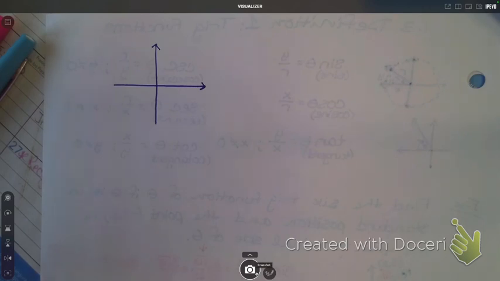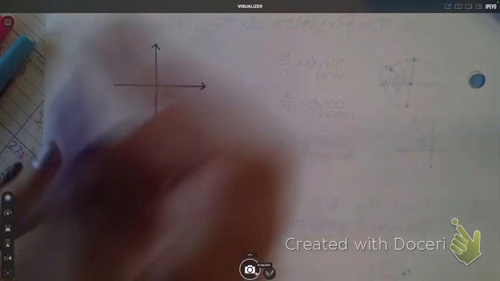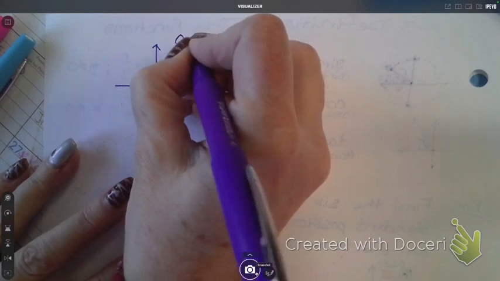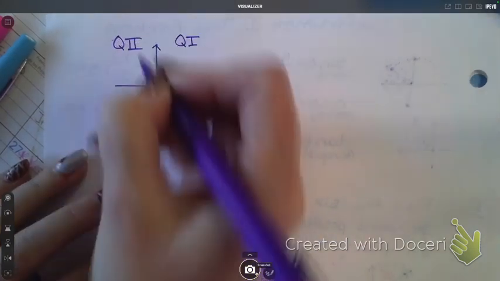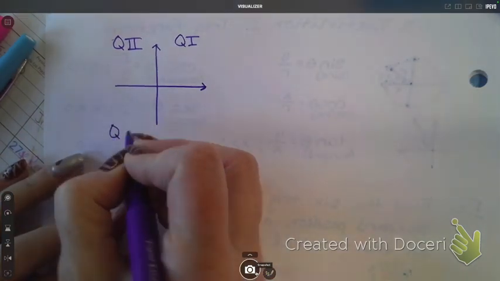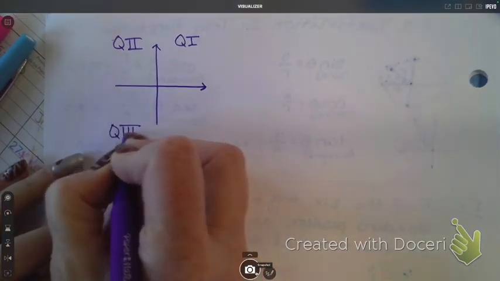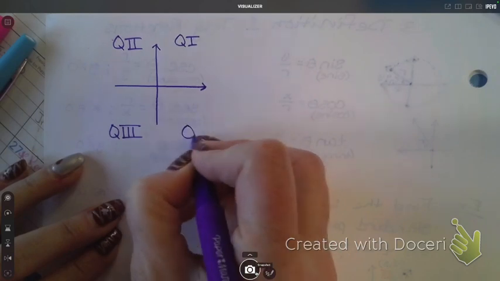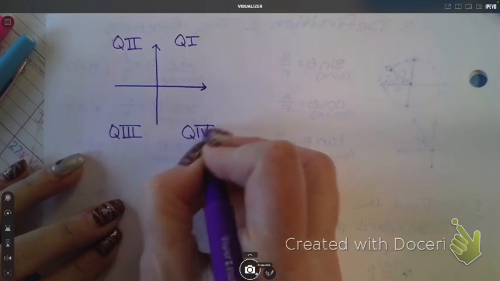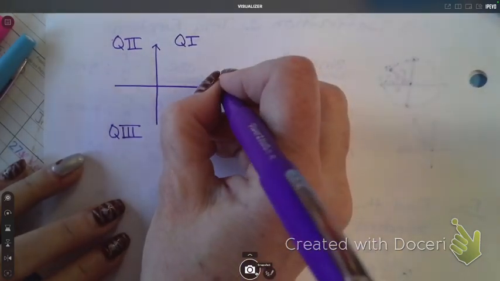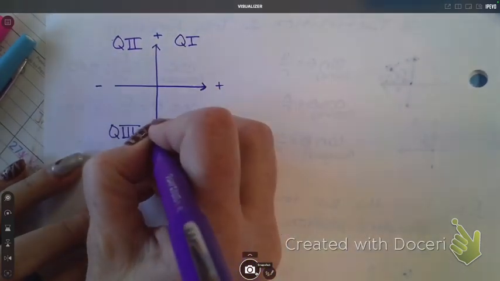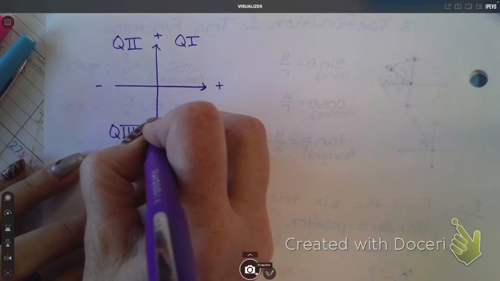So, this is my coordinate plane. This is Q1, Q2, Q3, and Q4. This is a positive x-axis, a positive y-axis, a negative x-axis, and a negative y-axis.